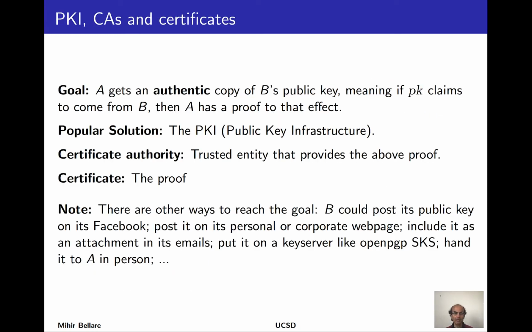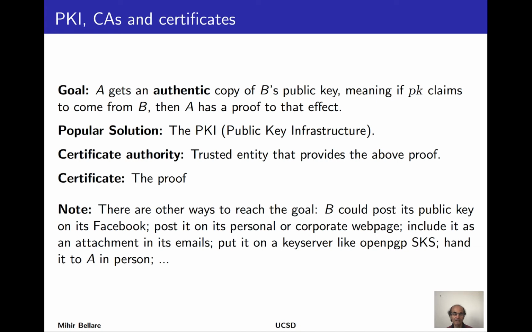So we now have a clearer sense of the goal. It's not merely to convey B's public key to A, but to do so with authenticity so that A is assured that it has an authentic copy of B's public key. And there is some kind of proof to that effect. The most popular way to do this is through what's called the Public Key Infrastructure, or PKI.